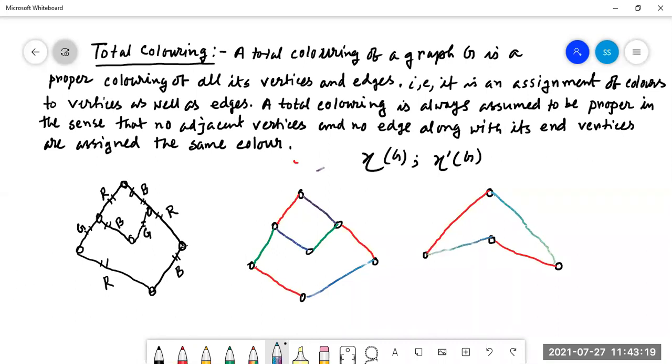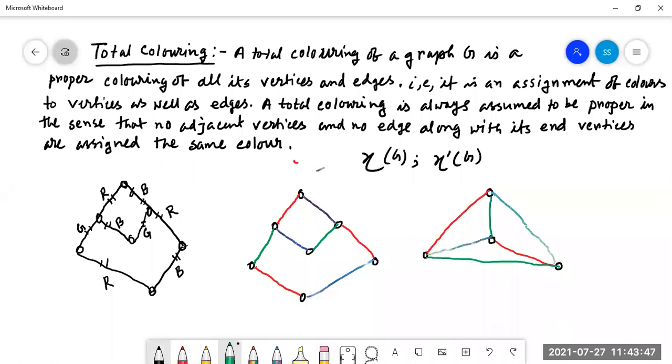Now we are going for the green. This one is green and this one is green. So this is a proper graph coloring.